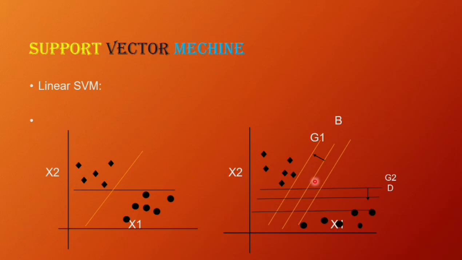For that, for one hyperplane, we can draw G1, with one positive hyperplane and another negative hyperplane. Also for the other hyperplane, we can draw one positive hyperplane and one negative hyperplane. We have to calculate the maximum margin between the two hyperplanes, and the one which has the maximum margin, we select as the best hyperplane. And the data points which are closest to the hyperplane, those points are called support vectors.